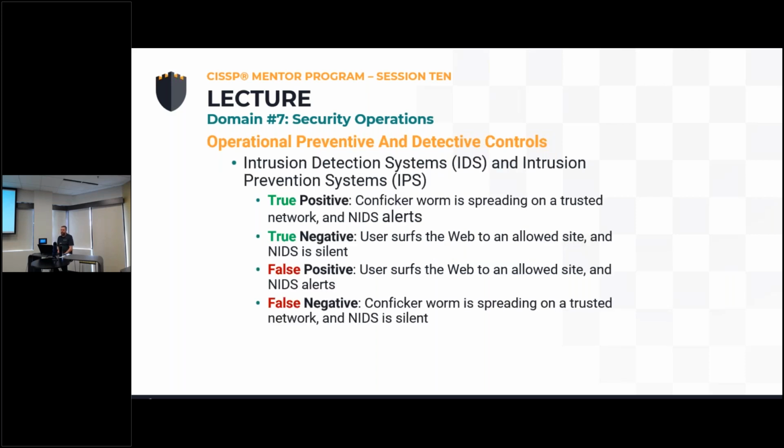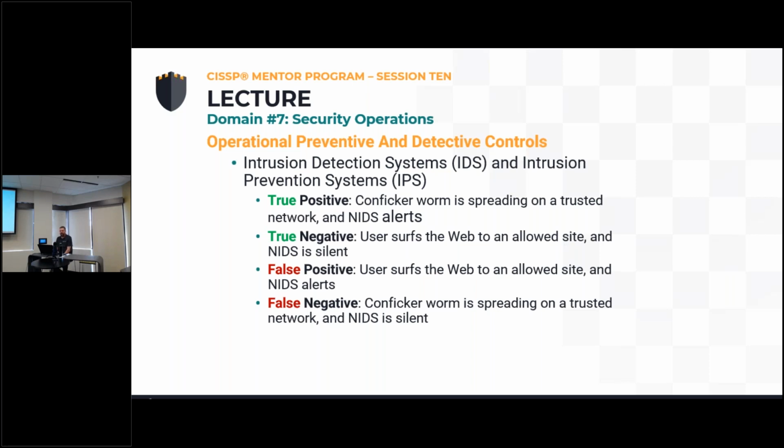Okay, so IDSs and IPSs. We'll need to know the difference on those two. Intrusion detection, it's going to alert you to something. Intrusion prevention will actually take an action against that alert. It's a really important thing to know between the two systems.